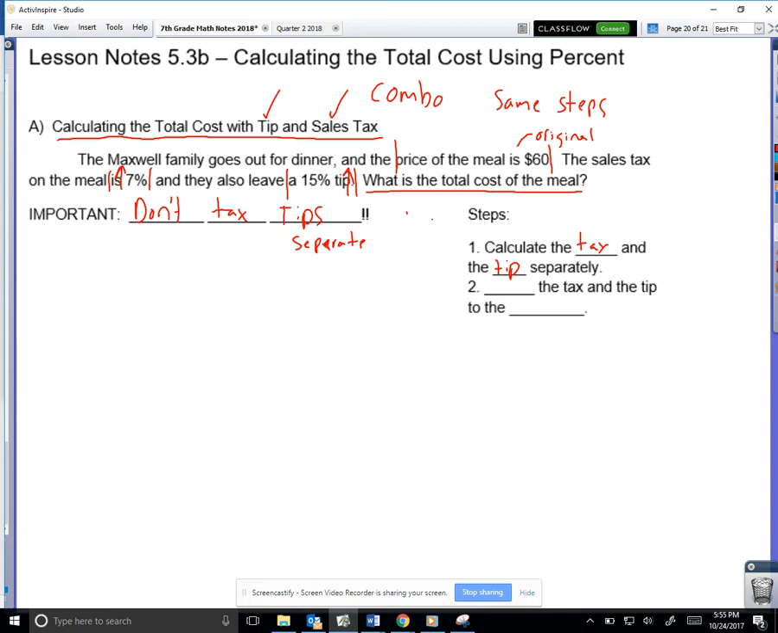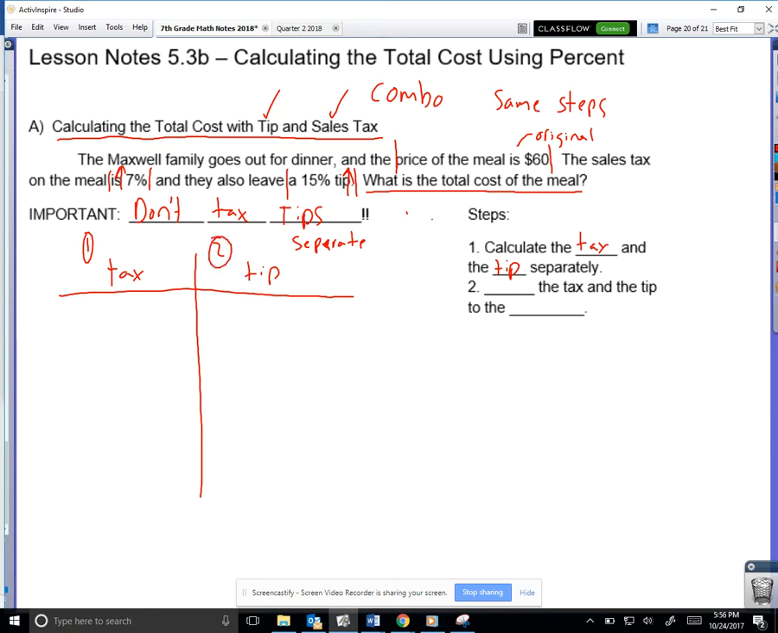Here's what we're going to do. Get yourself organized here. If you're not an organized person, this is a great time to start. So get yourself a little table here. Over here, let's call this tax, and over here, let's call this tip. We're going to calculate the tax and the tip, going through the same steps that we've done all throughout chapter 5. We're just going to do it separately. We'll do the tax first, and then we'll calculate the tip after that, and then we'll get this thing all squared away and figured out.